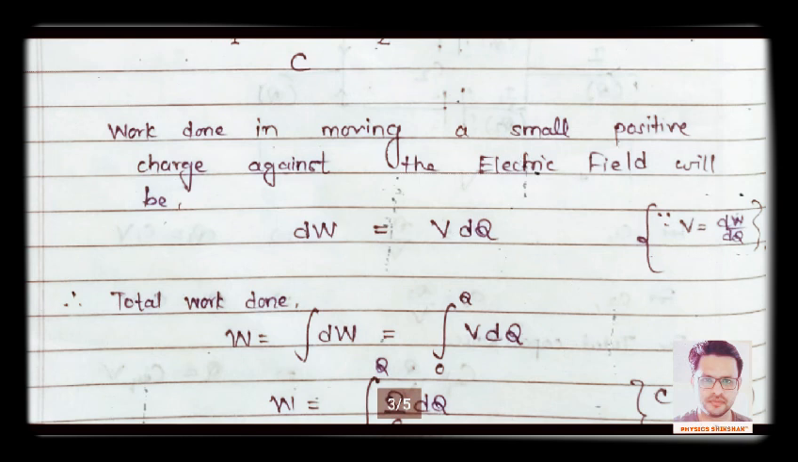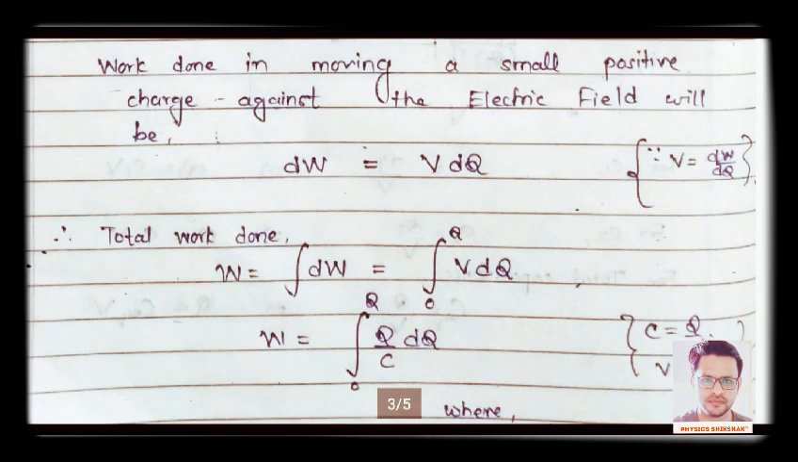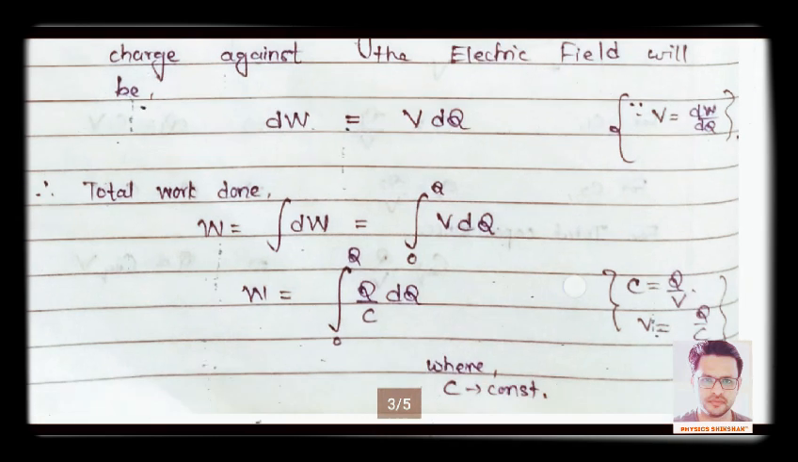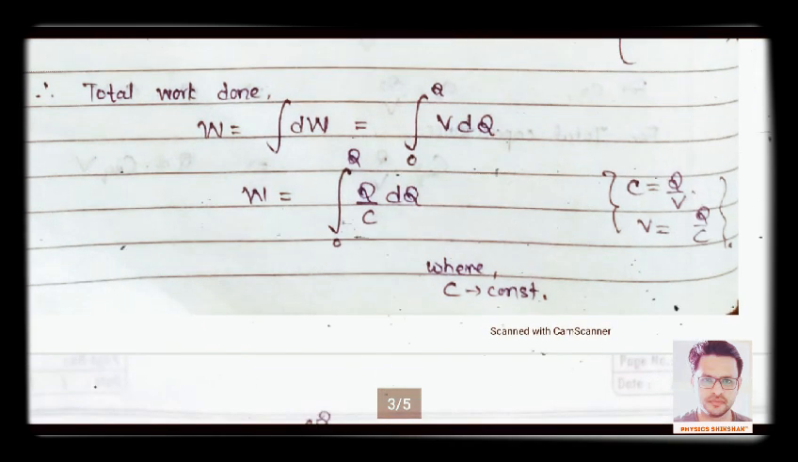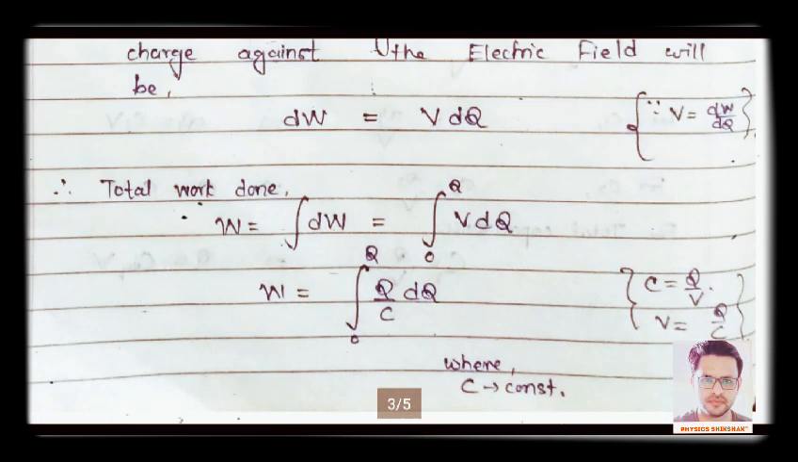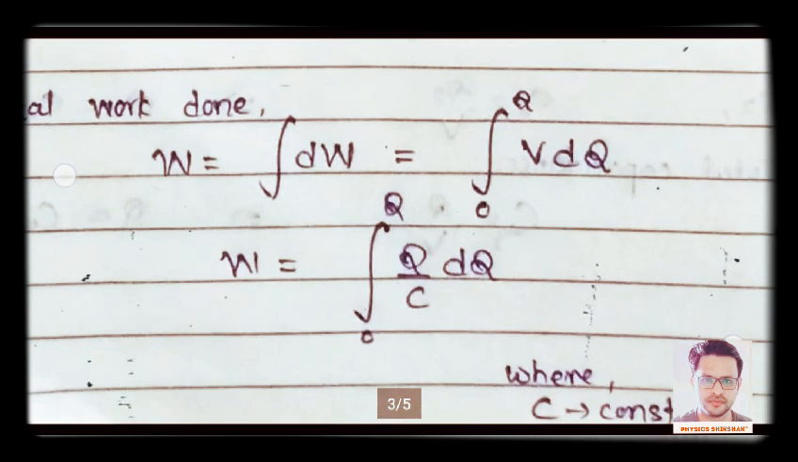So you can see integration of V dq. But we know the V is dependent on Q here, and you can see on the right side in the bracket that C equals Q by V. So here V equals Q by C, and you can see V is dependent on the charge. Okay, so I put the value of V in the integration, so you will get the integration like this.